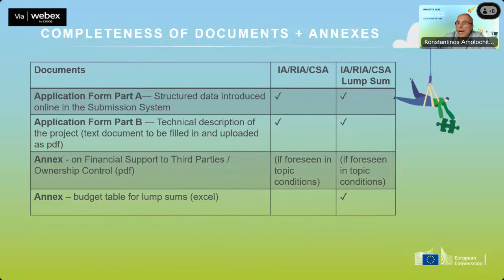Now, the annex related to financial support to third parties may be needed only if it is foreseen in the topic conditions, so you need to make sure whether this is the case or not. And of course, for lump sum topics only, you will need the budget table to extract, fill in, and submit along with part A and part B of your proposal. Next slide.